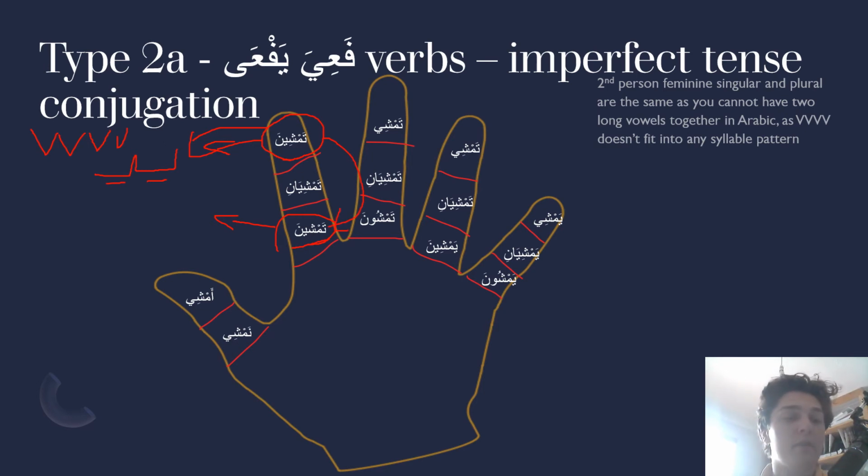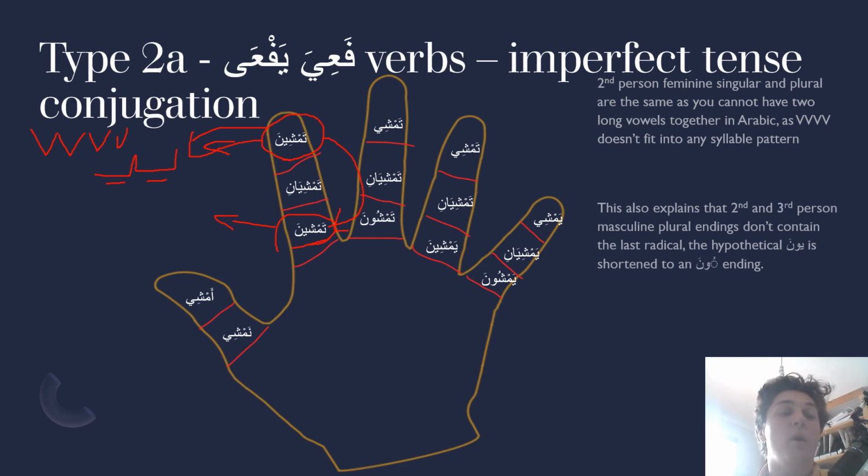Now, this also explains why the second and third person masculine plural endings don't contain the last radical, because the hypothetical iuna ending is shortened to an una ending. So these two here go to una. You drop the last radical because you cannot have a ya and a waw next to each other, because that would be two long vowels, and that does not exist in the syllable structure of Arabic.